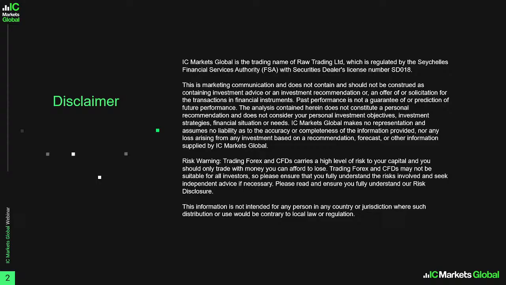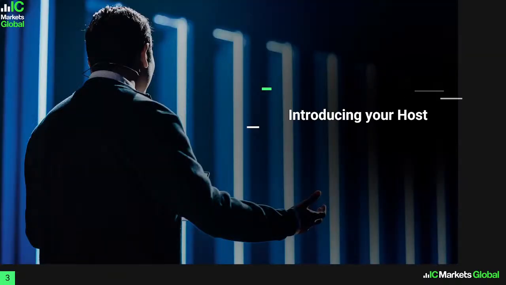Just a risk warning. I know you guys can read, but I'm just going to read it to you anyway. Trading Forex and CFDs carries a high level of risk to your capital, and you should only trade with money you can afford to lose. Trading Forex and CFDs may not be suitable for all investors. So just a reminder, please be very cautious. If you are trading, please take this as educational only. Please do not go all in. This is not gambling. This is trading. Trading is calculated risk. You don't go in blindly.